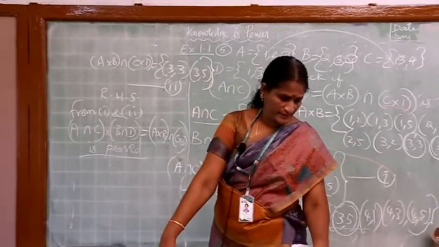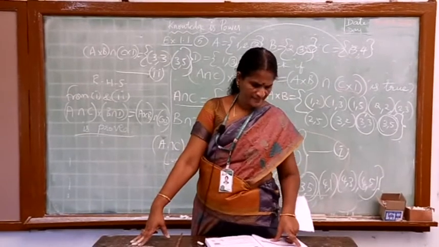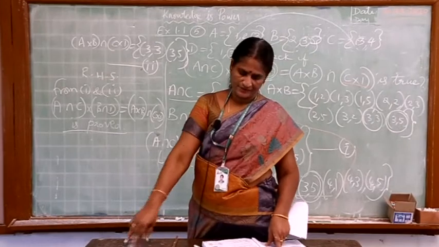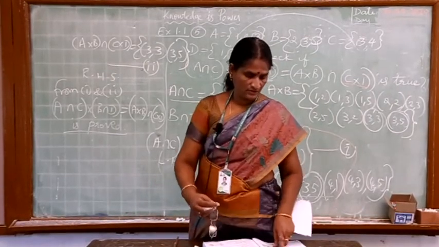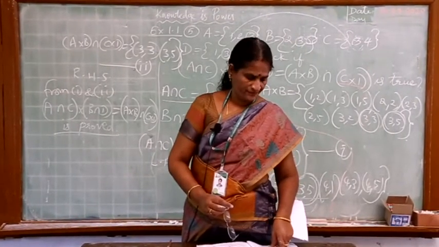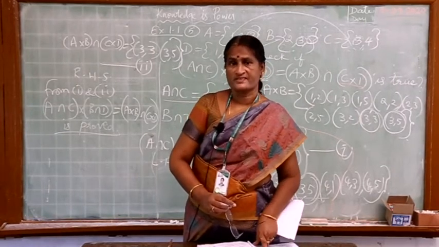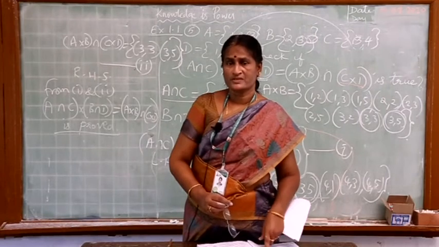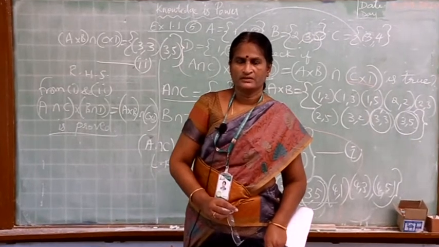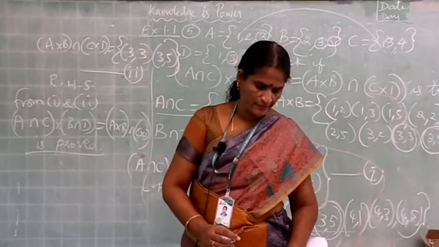So in exercise 1.1, the seventh sum is there. See the seventh sum. Let A equal to the set of all natural numbers less than 8. Natural numbers start with 1. B is the set of all prime numbers less than 8. What are all the prime numbers less than 8? Tell me the prime numbers less than 8. 2, 3, 5 and 7. Okay. Then C is the set of all even prime numbers.